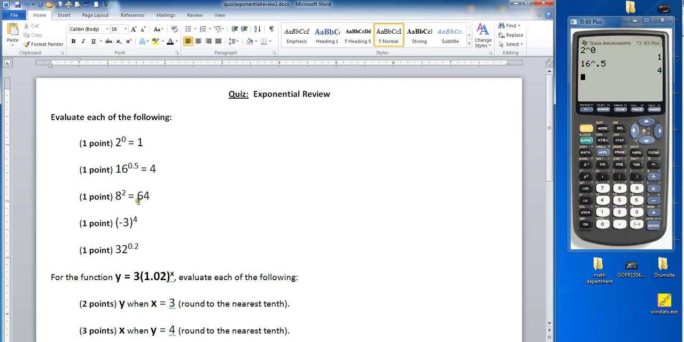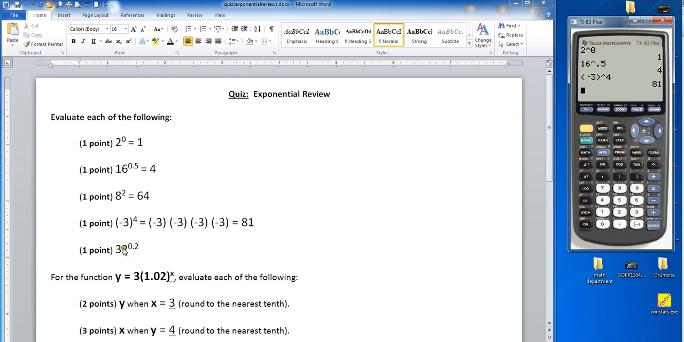Negative 3 to the 4th. This one might have thrown you for a loop. You got to remember what exponents mean. That actually means negative 3 times negative 3 times negative 3 times negative 3. So if you just follow this down the line, negative 3 times negative 3 is 9, times negative 3 is negative 27, times negative 3 is positive 81. And if you're carefully using your calculator, you would have used the parentheses button, and you would have gotten the exact same result. So there's that.